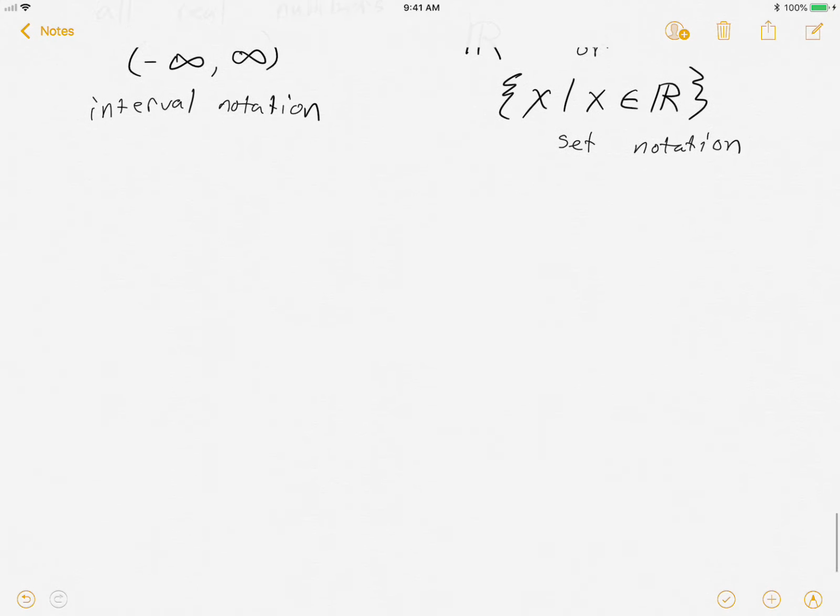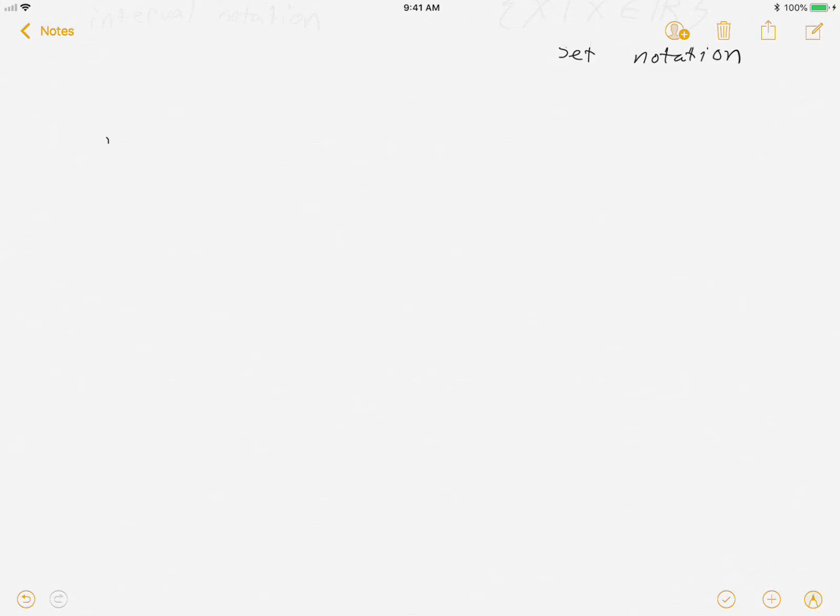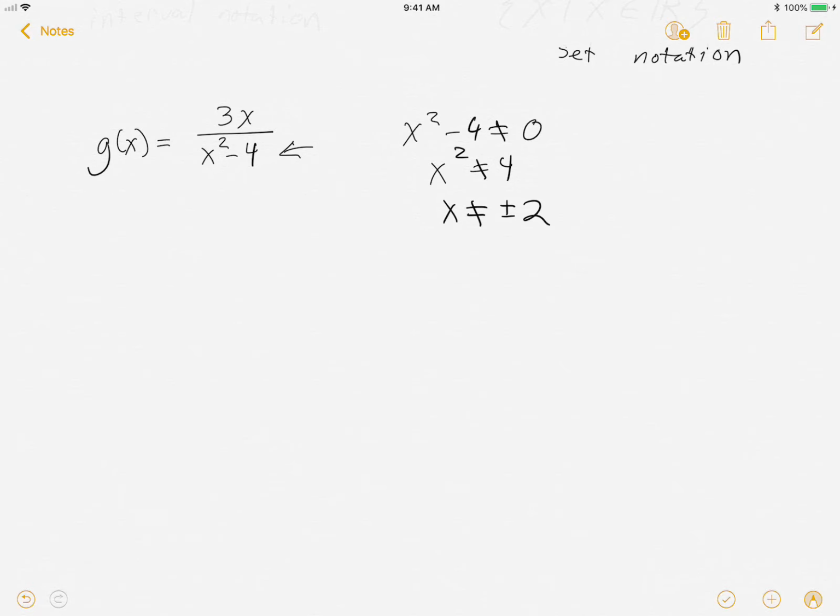Now, what if there are some things that would limit that? For instance, let's say g of x is 3x over x squared minus 4. Okay? Well, we have a division. We know that the bottom part cannot equal 0. So I say that x squared minus 4 cannot equal 0, which tells me x cannot equal plus or minus 2. So it would be all real numbers except those.